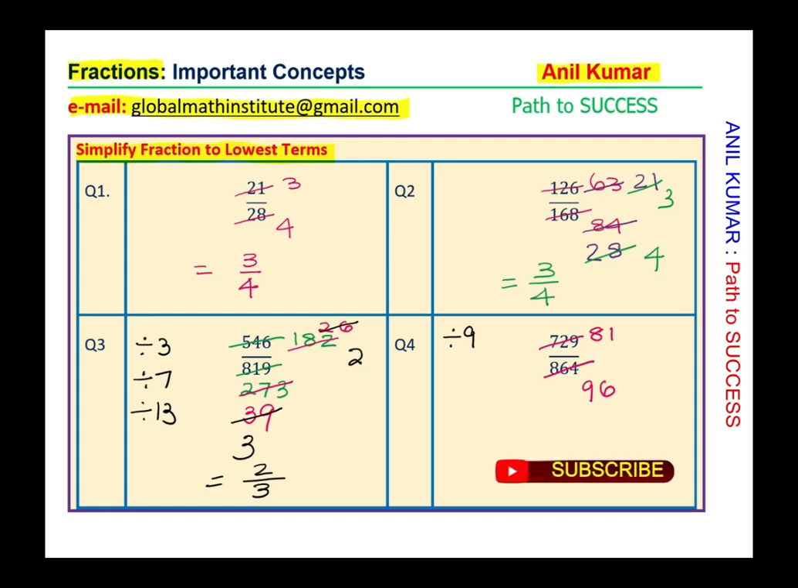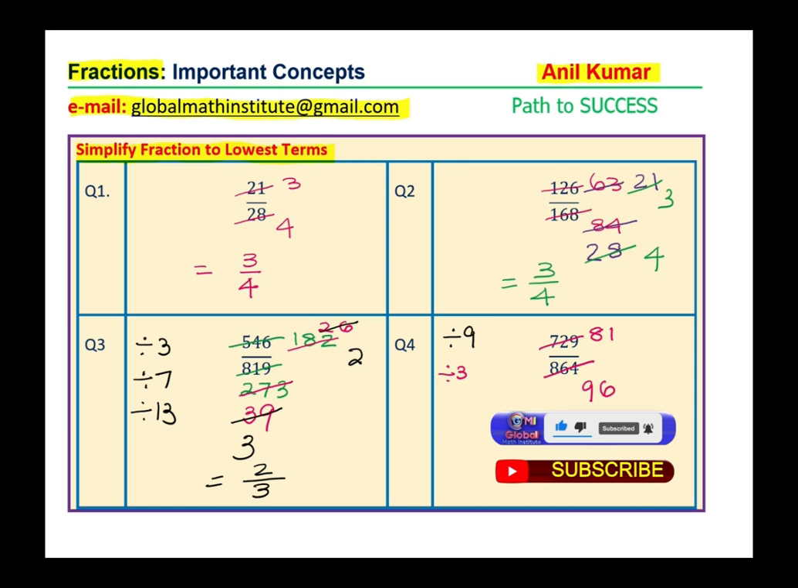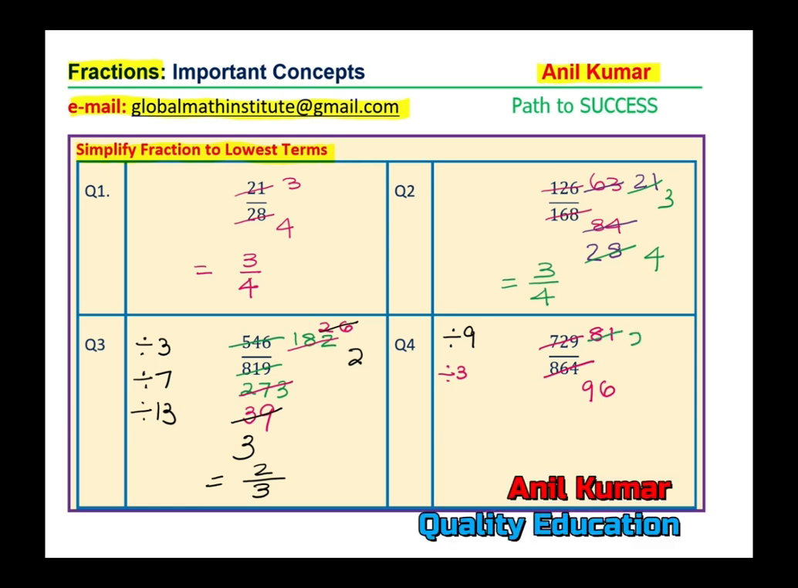96, you can divide by 3. 81, you can still divide by 3, right? So we can continue dividing by 3 now. So if I divide by 3, what do I get? 3 times 2 is 6, 21 is 7. And 3 times 3 is 9, and we get 32. So we have 27 over 32.